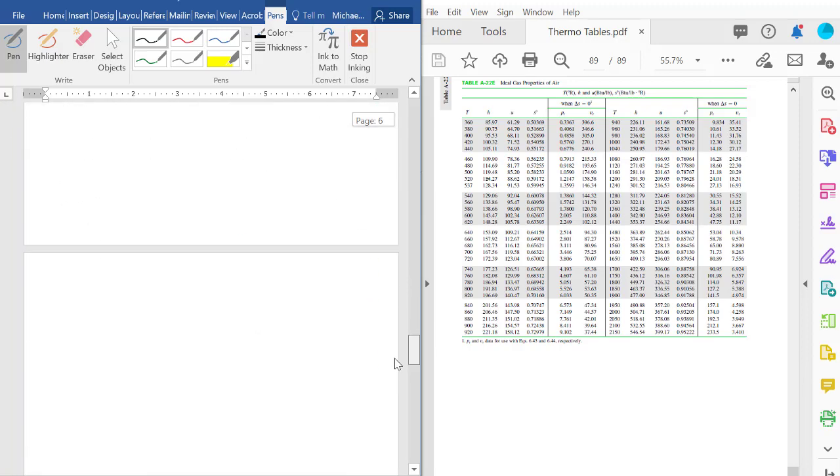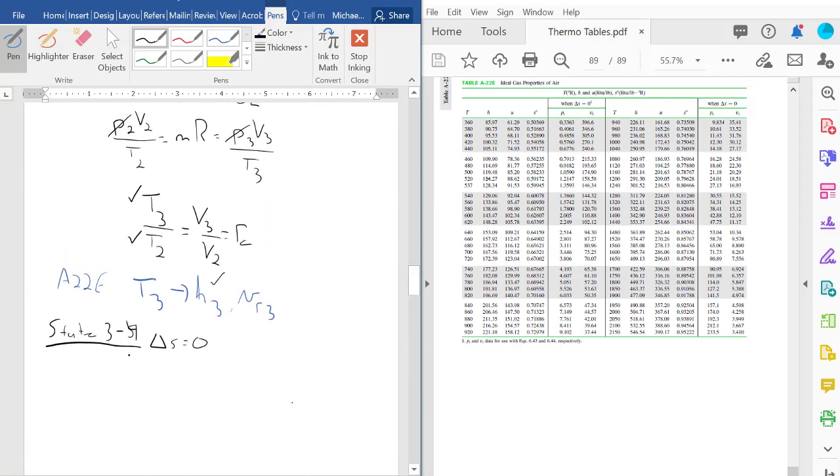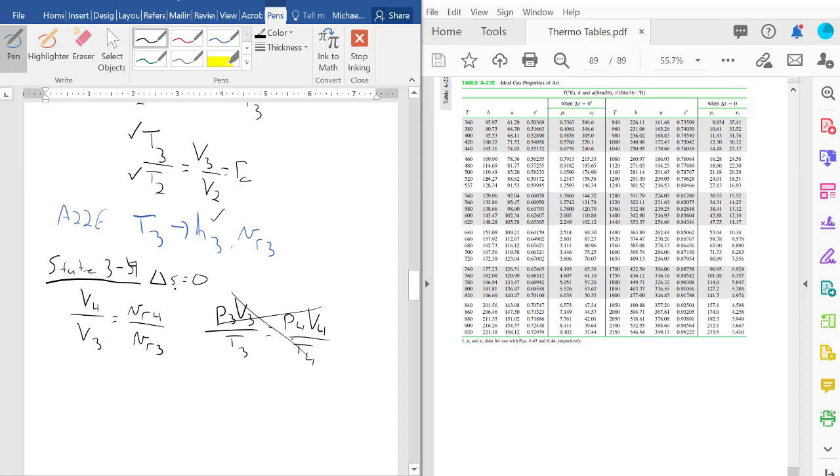Because this is isentropic, we can use the relationship that V4 over V3 is going to be VR4 divided by VR3. We can also use the ideal gas relationship: P3 V3 over T3 is equal to P4 V4 over T4. Now we've got a couple issues here, right? We don't know the pressure at state 4. We don't know the temperature at state 4, so this is not really going to help me, at least yet. And I also don't know the ratio of V4 divided by V3.